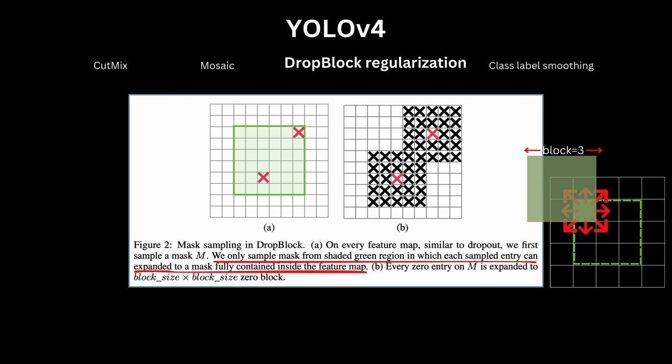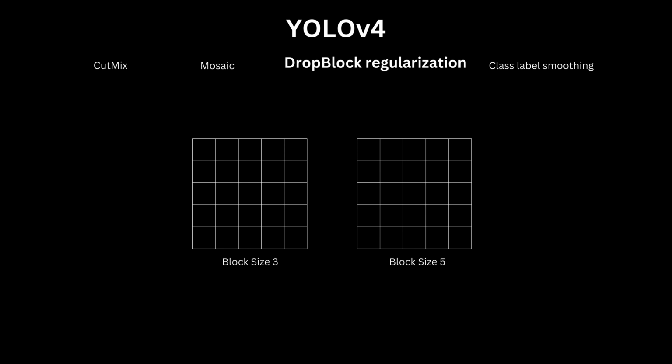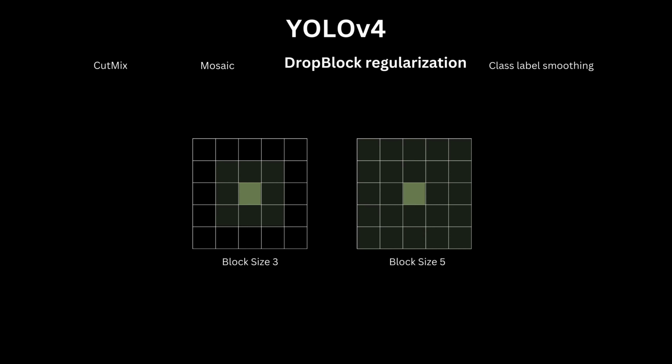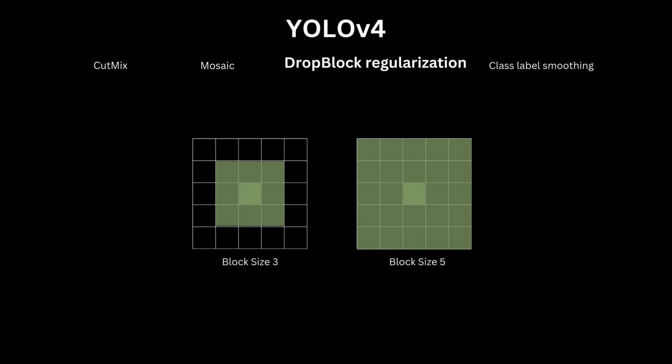The second aspect that we need to understand is parameters in Dropblock. There are two parameters. One is block size, which we saw decides how much semantic information gets removed from the feature map for each sampled entry, that is 1. With a block size of 3, every sampled entry, that is 1, will be expanded to a 3x3 block of all ones, whereas with a block size of 5, it will be expanded to a 5x5 block of all ones. So a higher block size means more information being dropped out, which means greater regularization.